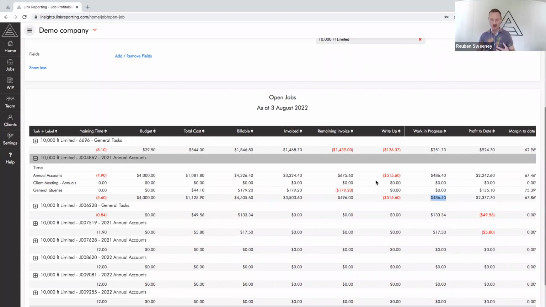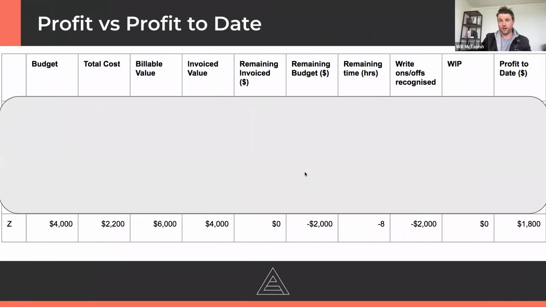And that's all changing by the minute because people are working on it right now. So I wish it was an easy, green is good, red is bad, but profit to date is not quite that simple. We need to consider a lot more than that to really rely on it. The best field, probably, if you're going to pick one, from my perspective, is budget remaining.